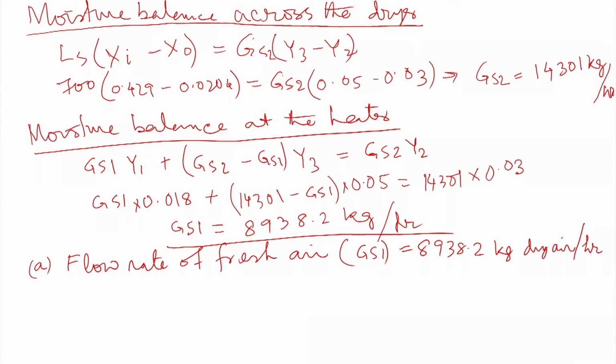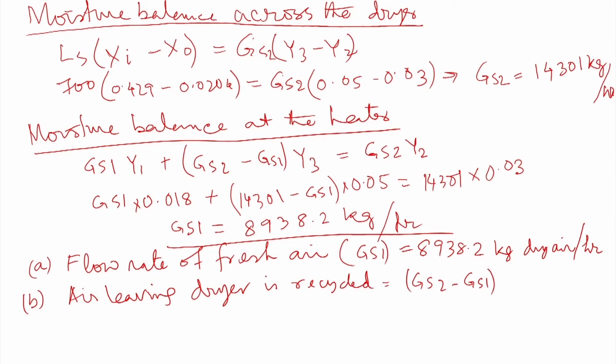per hour. Okay. Now, we need to calculate how much air is leaving the dryer that is recycled. That is the second question: the air leaving the dryer that is recycled is equal to Gs2 minus Gs1. So it is 14,301 minus 8,938.2, which comes out to be 5,362.8 kg dry air per hour.